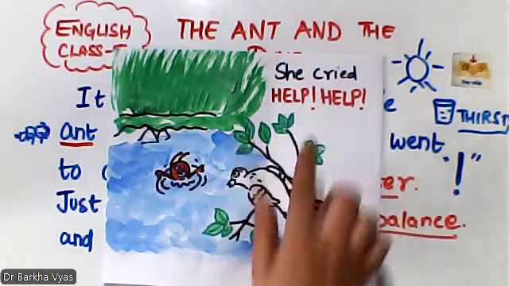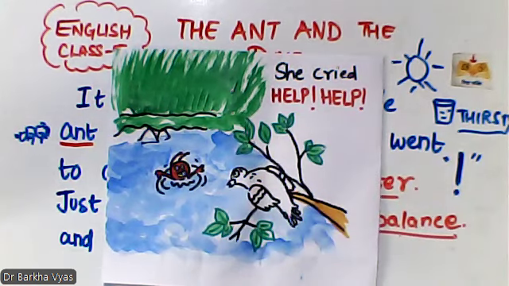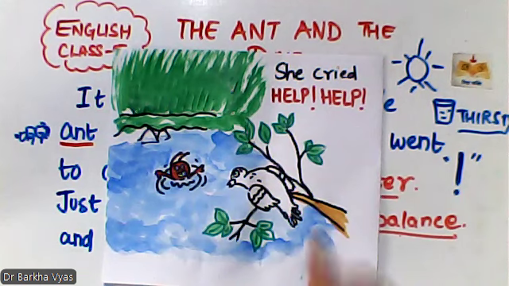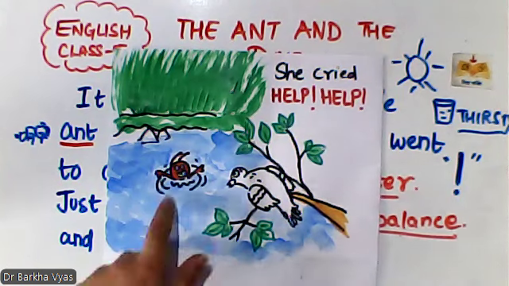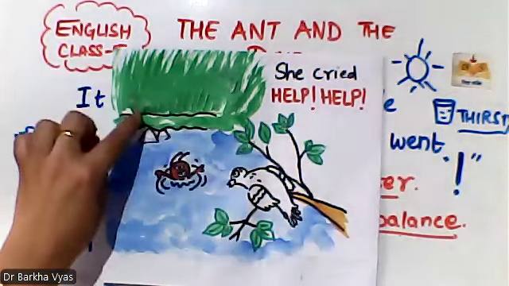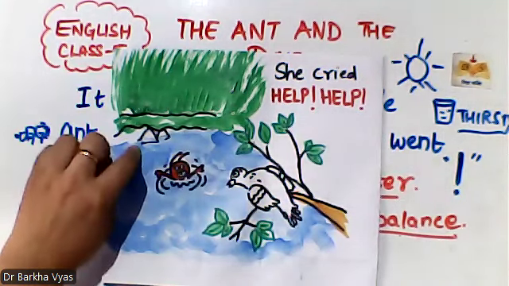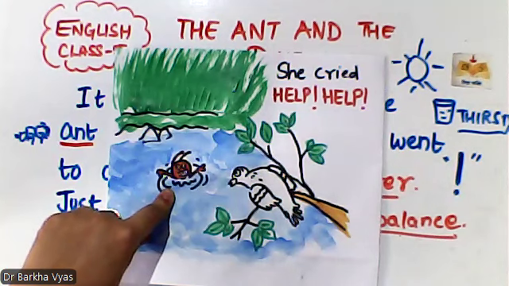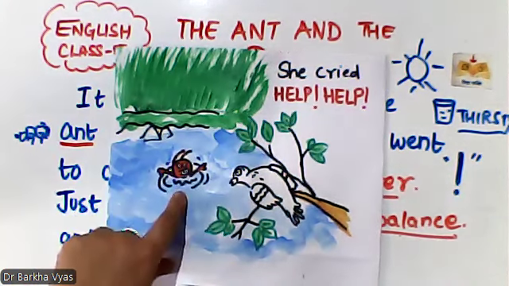So what are they saying? Help, help, बचाओ, बचाओ. The ant is shouting, "Help, help." Who is shouting help, help? The ant is shouting help, help. Why is she shouting help, help? Because she fell into the water. Why did she come near the river? Because she was very thirsty and she wanted to drink water, and then she fell down in the water. Now what happened after that?